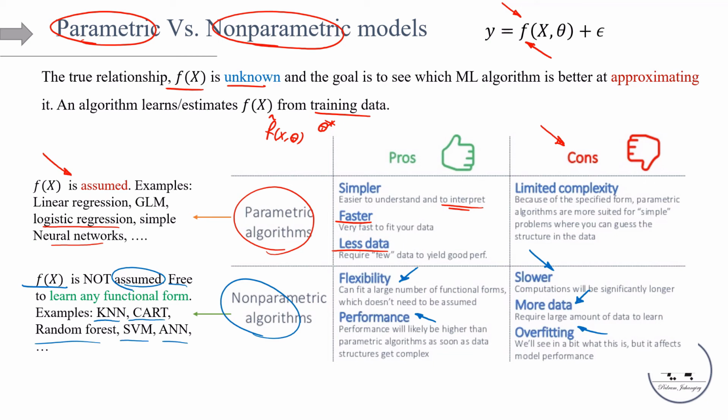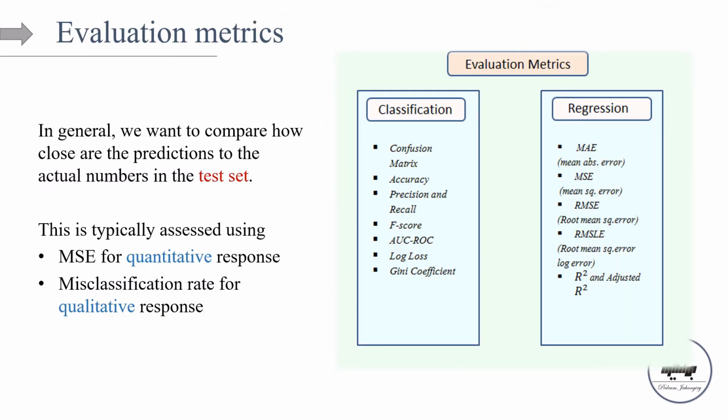All right. Now that we know what the machine learning models are and what the ingredients are, let's talk about how we can compare those models with each other, right? Basically, let's talk about evaluation metrics. In general, we want to compare how close the predictions of a model are to the actual numbers in the test set, in a set that the model has not seen before, okay? And here's a list of evaluation metrics for classification and regression. We're going to talk about the details of these terms down the road in future parts, but for now, you can just look at this laundry list of the performance metrics.